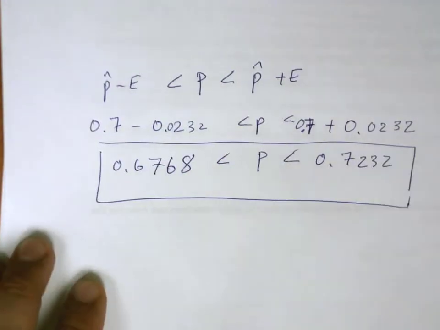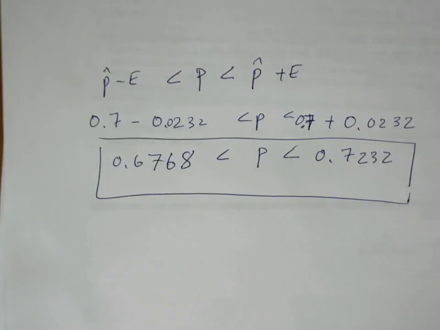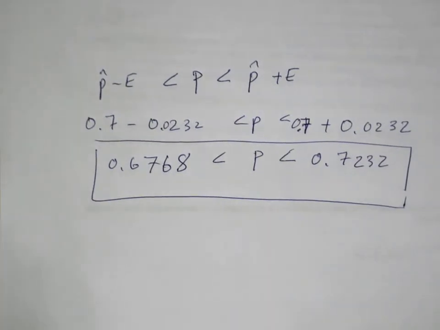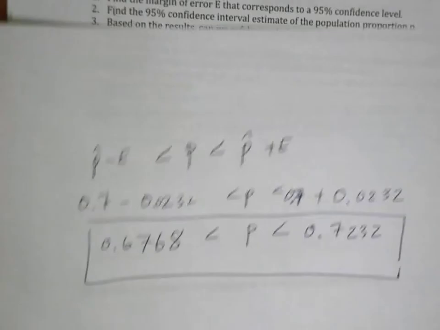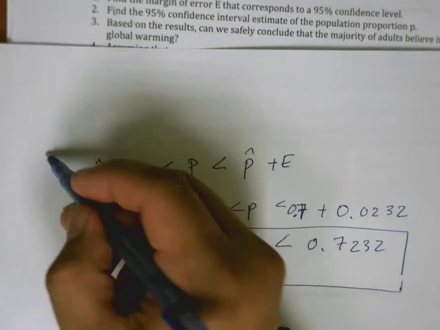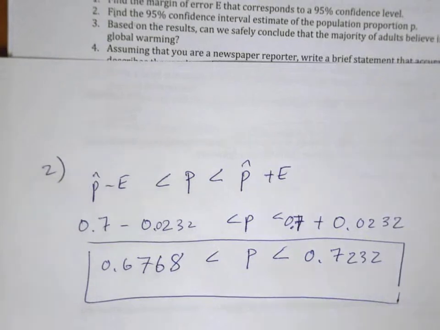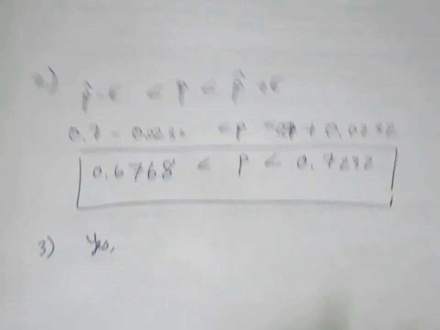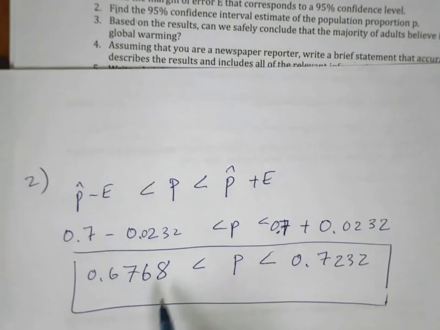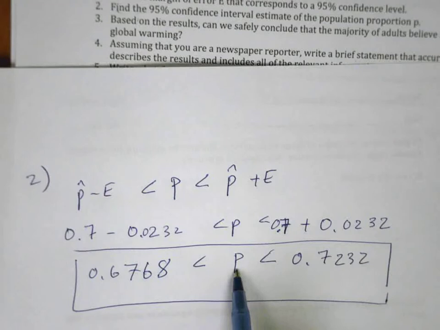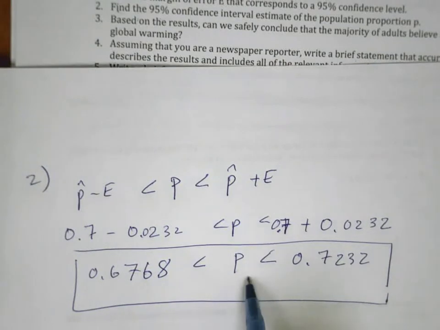So this here is the answer to number 2. It's the confidence interval. At this point we're just throwing a lot of numbers and a lot of formulas around. It's important, and we'll deal with this in just a moment, to try and interpret what this all means. So number 3, based on the results, can we safely conclude that the majority of adults believe in global warming? And I would say yes. We can say yes because the correct proportion is in this range. At least we are 95% confident.